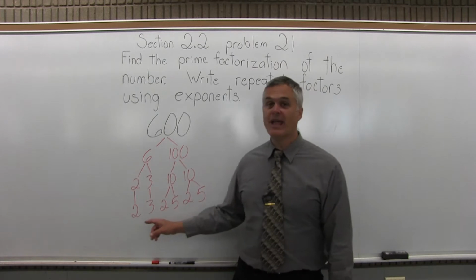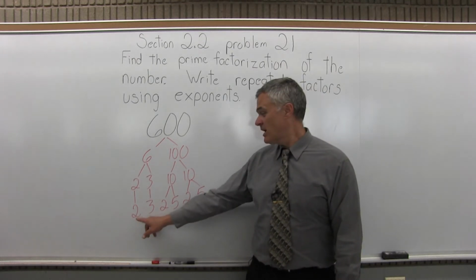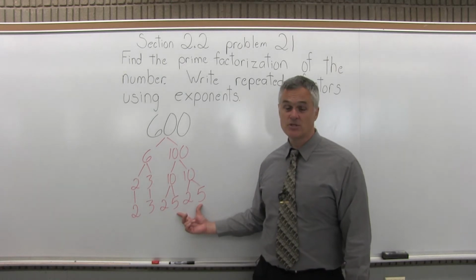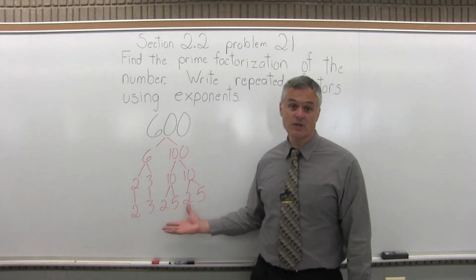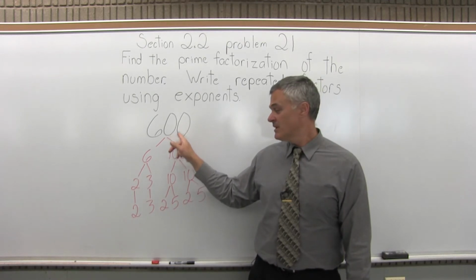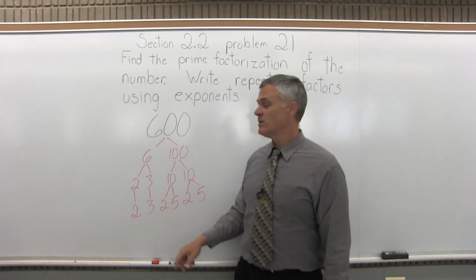Now, at this point, every number in the bottom row is prime. 2 is prime, 3 is prime. I have 2 again a couple of times. 5 is prime, it shows up twice. Everything is prime, so I've gotten to the end. So as big as this 600 seemed when it started, it broke into primes fairly quickly.